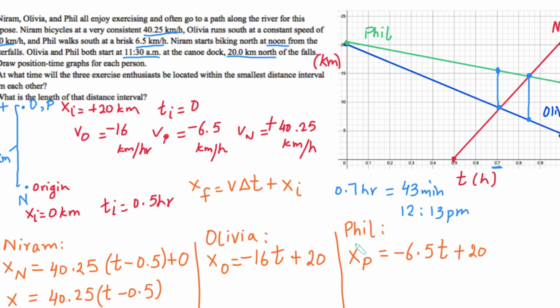Using Phil's equation of motion, we can find out his location when the time is 0.7 hours. Similarly, by using either Olivia's or Niram's equation, we can find out their location when time is 0.7 hours. So basically we have to calculate Phil's location at 0.7 hours and Olivia or Niram's location at 0.7 hours, and subtract these two locations to figure out this distance. I leave the rest of the algebra and calculations to you.